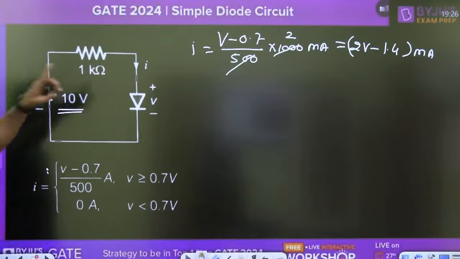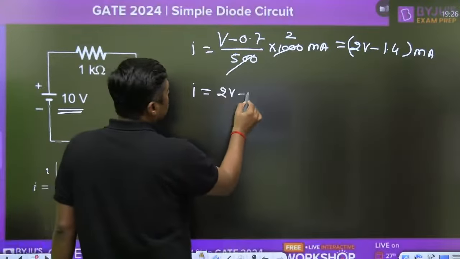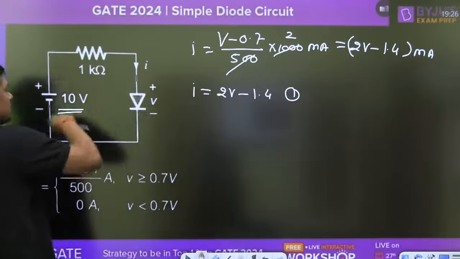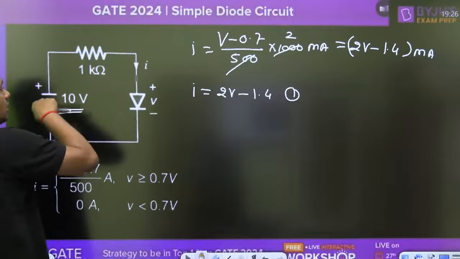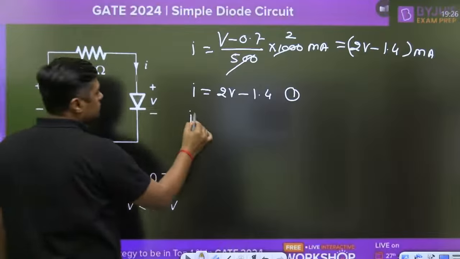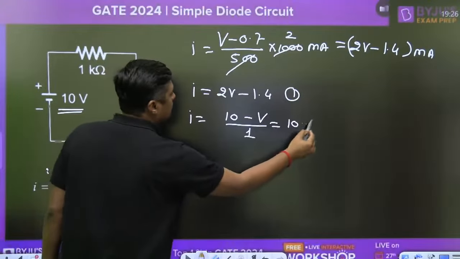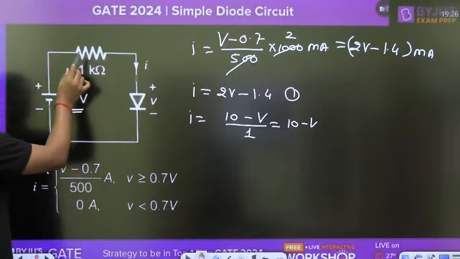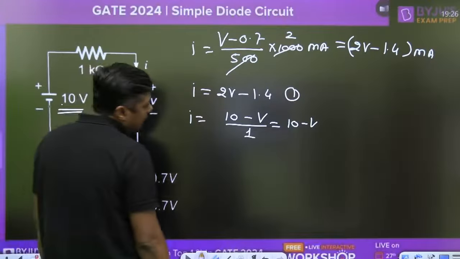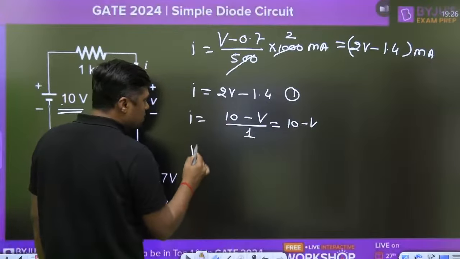Now you have one equation, one relation between V and I, that is 2V minus 1.4. Now we have two unknowns, I and V. So what is the second equation from the diagram? I is equal to (10 minus V) divided by 1 kilo ohm, that is nothing but 10 minus V. Now you have to find the I. Then simply, what is the V from this formula? You will get V is equal to 10 minus I.